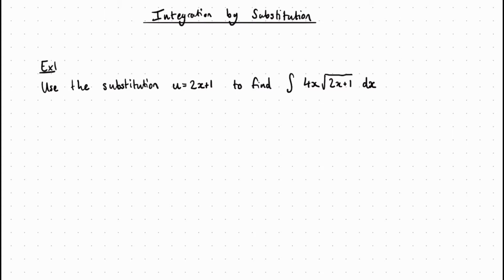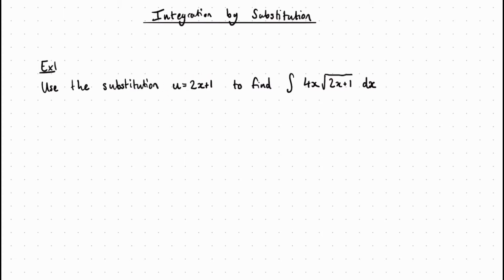In today's lesson, we're going to look at how to integrate a complex function by using substitution to make it easier. Okay, so from this you can clearly see the question: use the substitution u equals 2x plus 1 to find the integral of 4x root 2x plus 1 with respect to x.